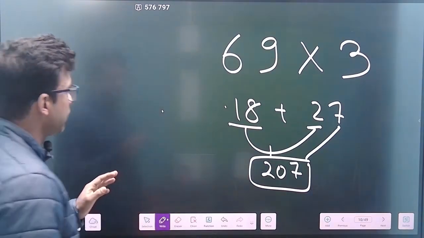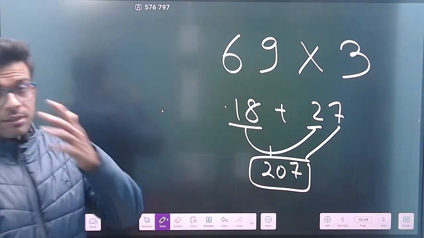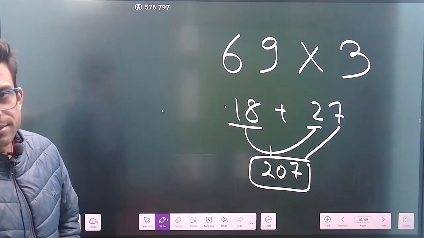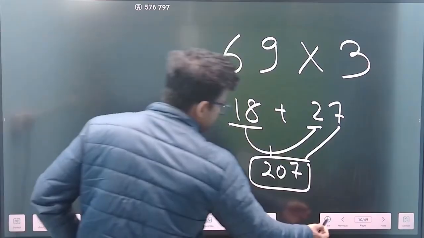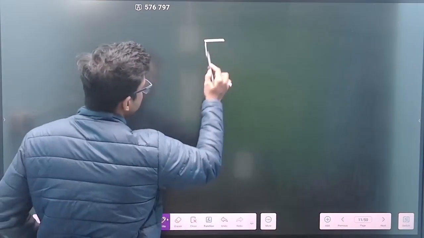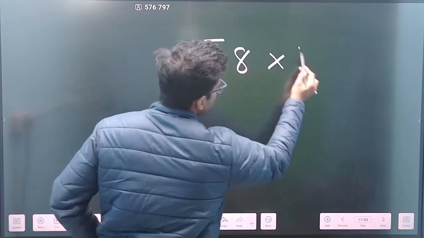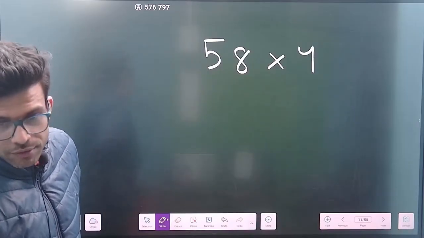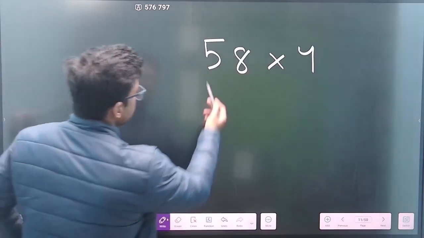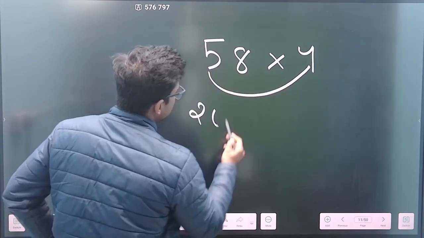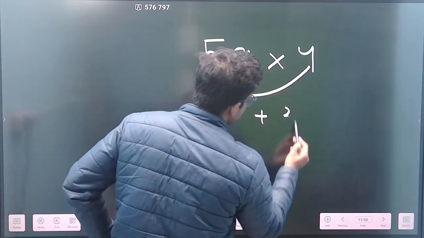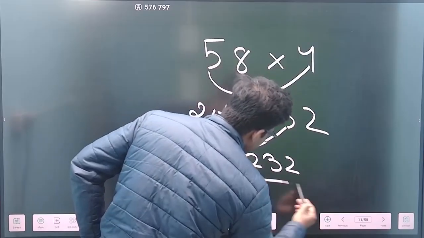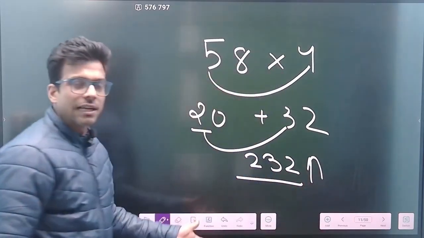Fine. Let's take one more example, 58 into 4. If I take 58 multiplied with 4, that would be what? Come on, guys, solve fast. 5 4s are 20, write down 20 here. 8 4s are 32. Now 20 plus 3 is 23, and this 2, so 232.